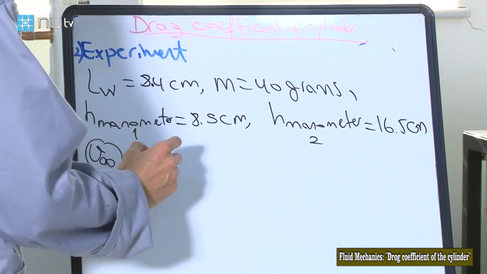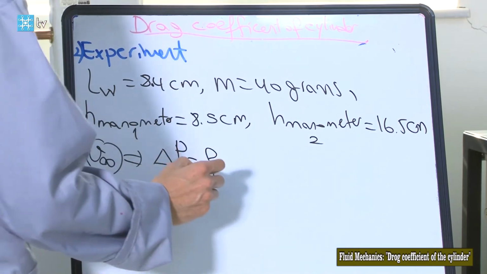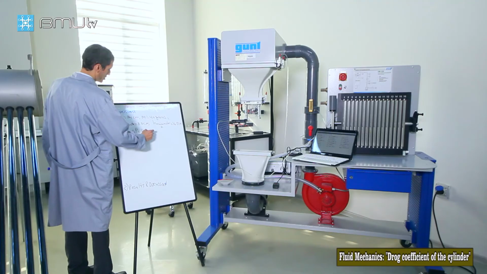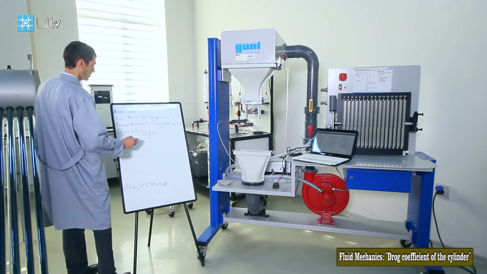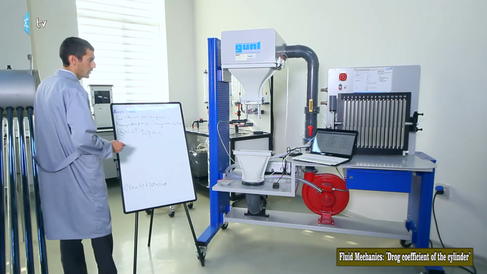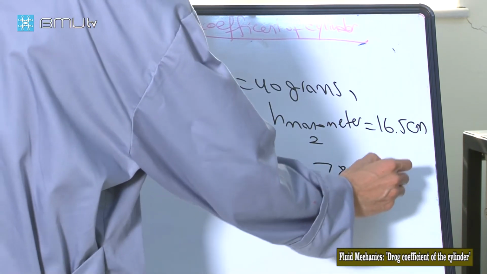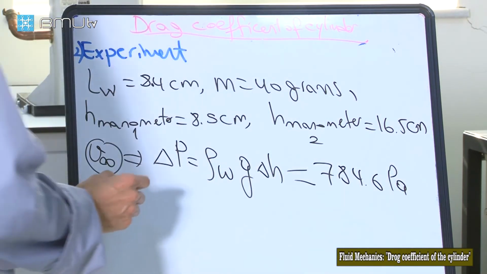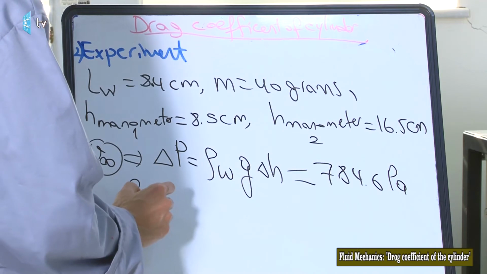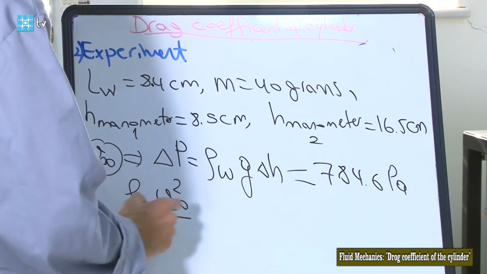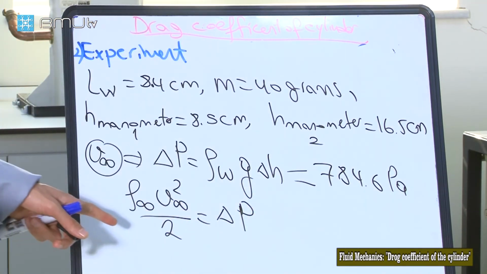I know that the change in pressure will be equal to the density of water times g times delta H, since this manometer uses water, where delta H is the difference between 8.5 centimeters and 16.5 centimeters. From this, I have calculated the value, which is 784.6 pascals. Now I'm trying to find the velocity of the air. I will use the density of the air: rho infinity V infinity squared by 2 will be equal to delta P. That is how it works for the manometers.